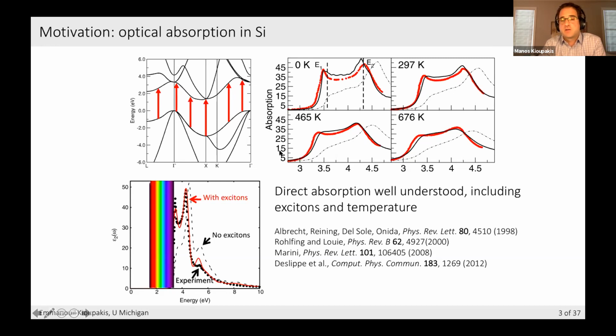Not only that, but you can also include the broadening due to electron-phonon interaction at various temperatures, and you can see how you can also capture the shape of the curves at various temperatures. This is from the work of Marini from 2008. So as you can tell, the direct part of the optical spectrum of silicon is very well understood.